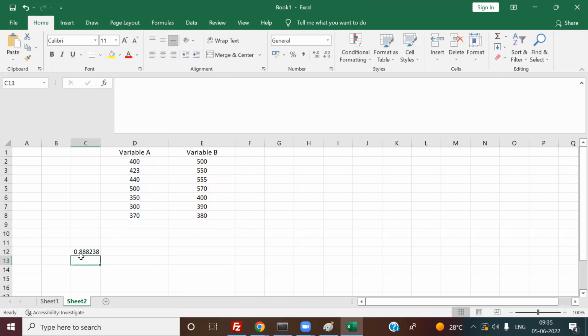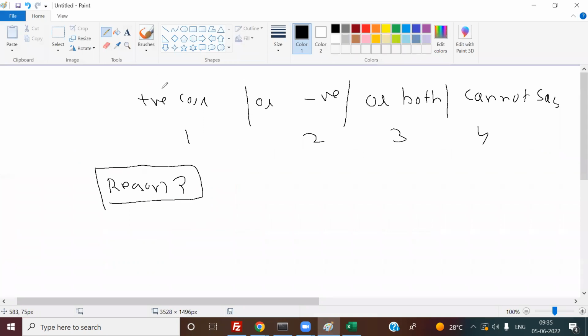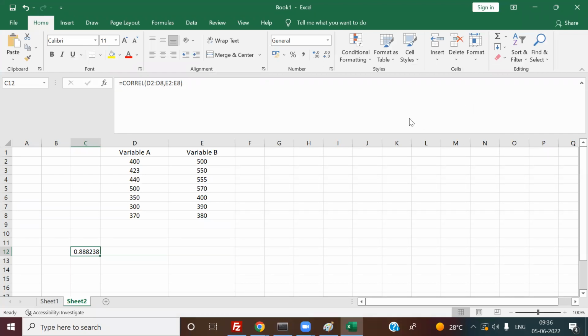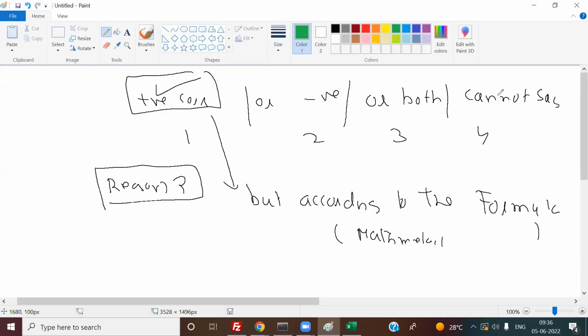Highly positive. Highly positive as in the upper value is 1 and it is close to 1.88. So basically it is positive. Positive correlation, but according to the formula, or you can say mathematically, it is positive. But one of the answers for this can be cannot say also. ये भी इसका एक आंसर हो सकता है.